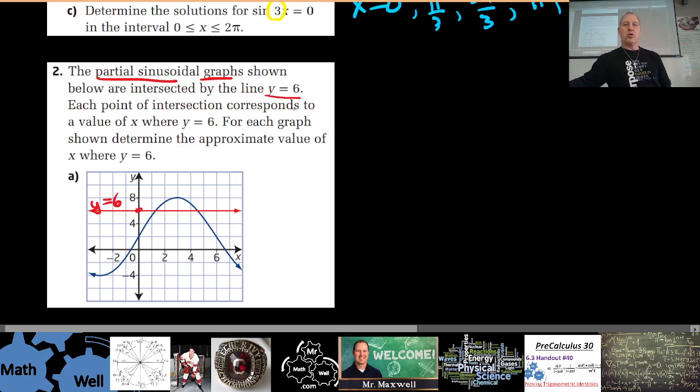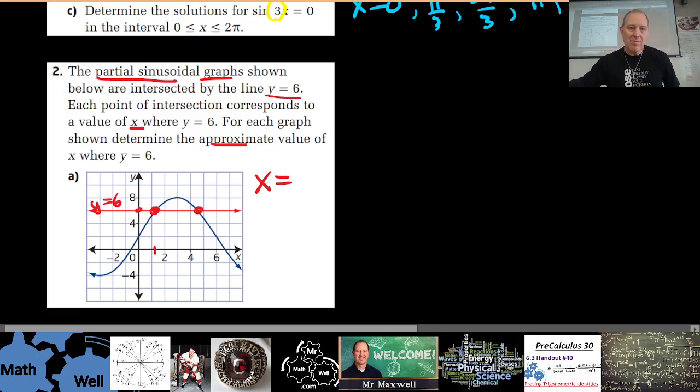Each point of intersection corresponds to a value of x where y equals 6. For each graph shown, determine the approximate value of x where y equals 6. That's pretty wordy, but it's basically saying what x value matches with y equals 6 on each of these graphs, and those intersection points are where y equals 6 on that blue graph, right? So you're just looking for the x value of this intersection point. And it's approximate, so you just get to guess.